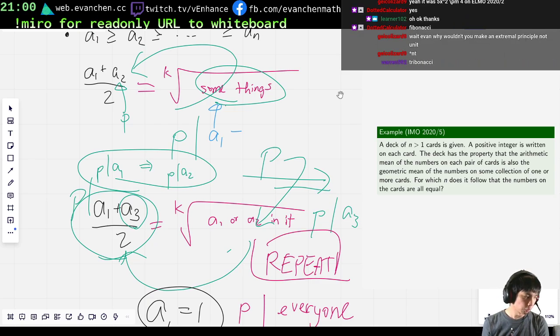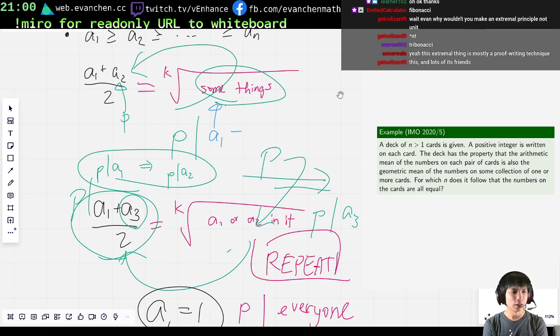Why would I make an extremal NT principle unit? What would I put in it? The problem I have with extremal is definitely not this problem. There is a size idea, I guess, that the arithmetic mean is big, but that's just a size and NT idea. I don't think I would call it extremal. I would just say you should have size in your head because there's a mean.